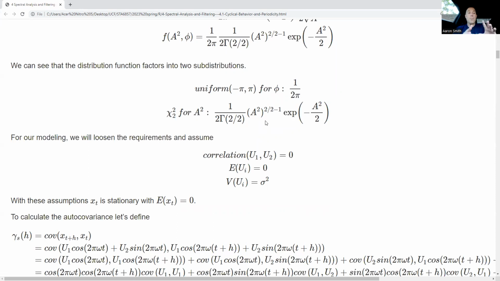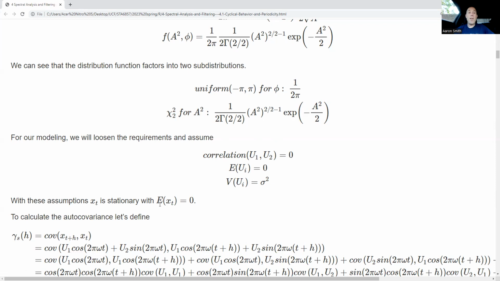All right, so now in the actual modeling, we're going to go a little bit looser on this, in that we're just going to say U1 and U2 have 0 correlation, and we're not going to be so rigid on what the distribution is. We're not going to assume that they're independent. But we are going to say that the expected value is 0, and the variance is equal to just sigma squared. We're just going to slap that down for theoretical results.